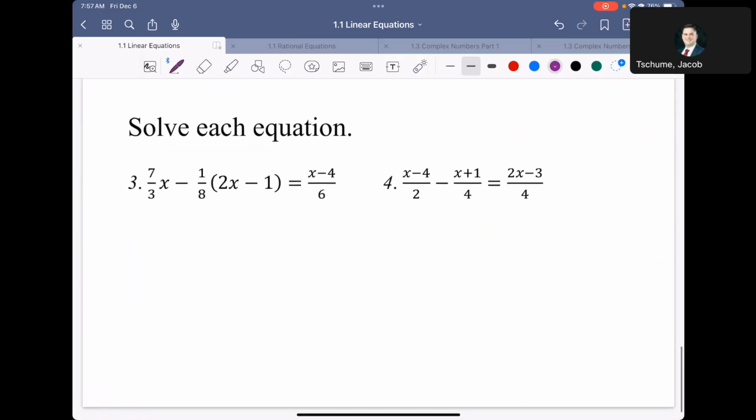Since fractions are usually what gives students the most trouble, what I want to do is do a couple more examples in this video that have to do with fractions, and that's how I'll wrap the first half of section 1.1 up. So on the next example, you've got 7/3 x minus 1/8 times 2x minus 1 equals x minus 4 over 6. Now in this one, once again, you've got fractions that you really want to get rid of. You have a 3, an 8, and a 6.